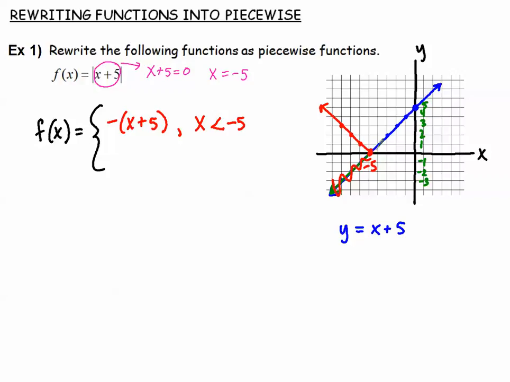The blue part, the part that we didn't have to switch over, is what it was from the function, regular x plus 5. And that's for everywhere to the right of negative 5, so for x greater than negative 5. Now we do have to include this point. It doesn't really matter if it goes with the red graph or the blue graph, the part coming down or the part coming up. We just have to include it somewhere. So we put it there.